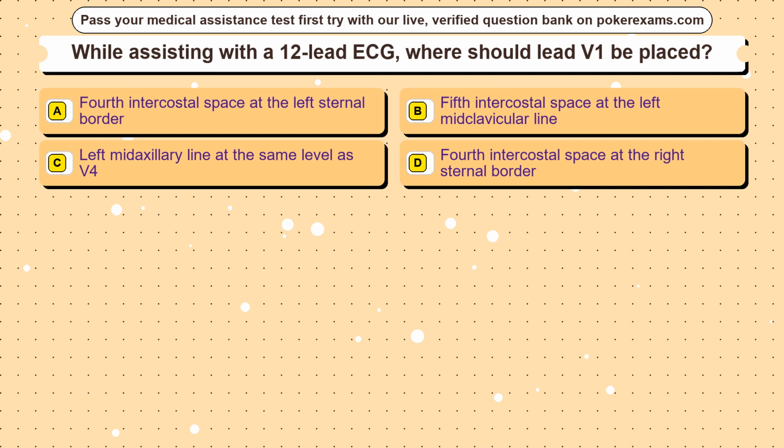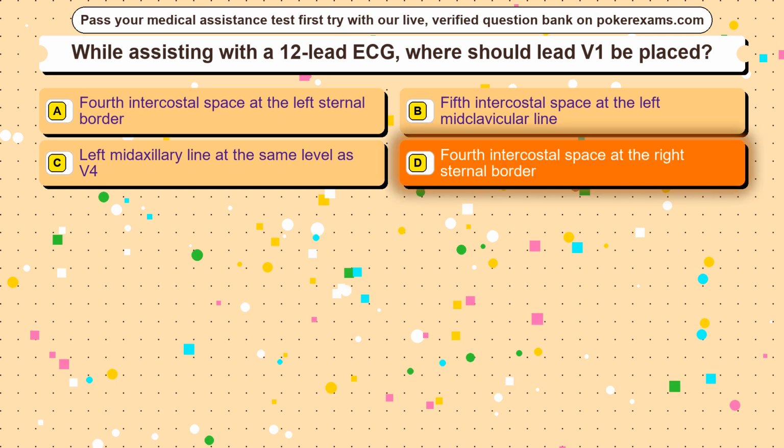Question 92. While assisting with a 12-lead ECG, where should lead V1 be placed? Option A, 4th intercostal space at the left sternal border. Option B, 5th intercostal space at the left midclavicular line. Option C, left mid-axillary line at the same level as V4. Option D, 4th intercostal space at the right sternal border.